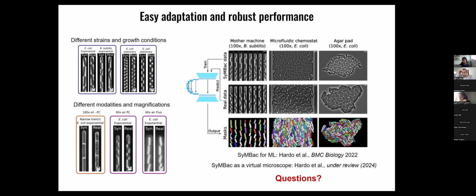Thank you. We have another question from Vinka. If I mix cultures of different species, can SynBack work for accurate segmentation?